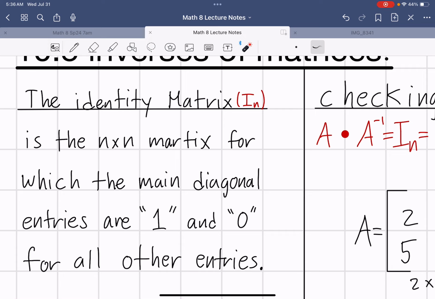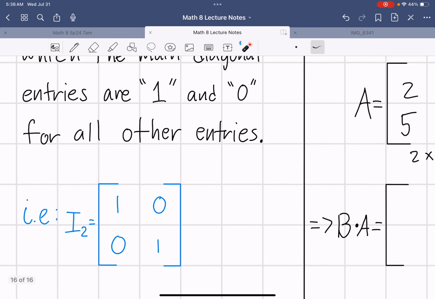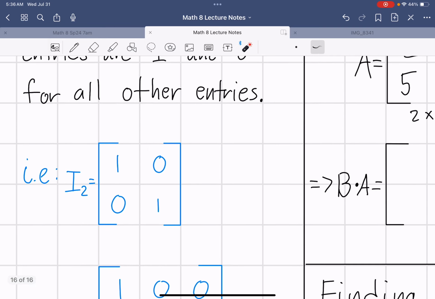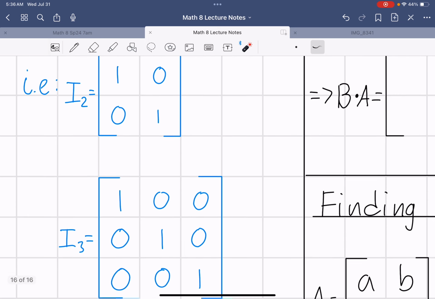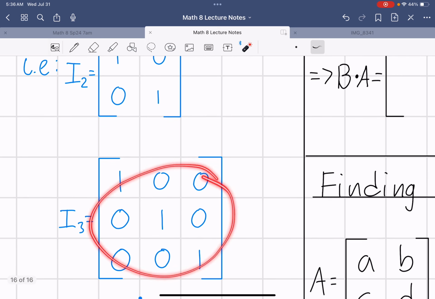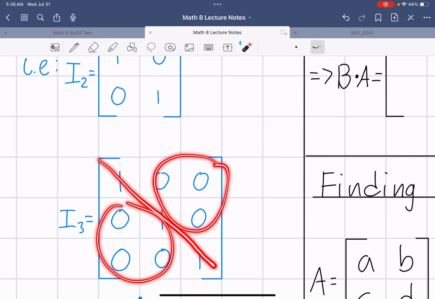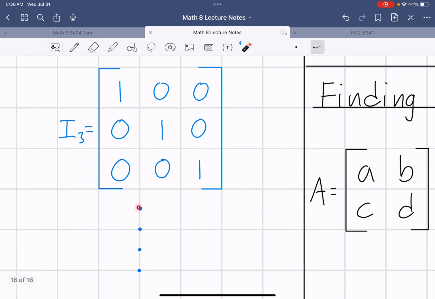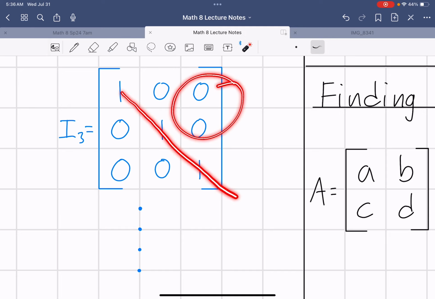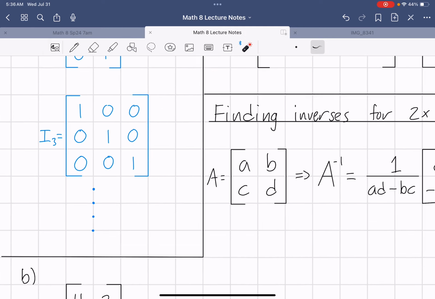Is that we're going to be left with an n by n matrix for which the main diagonal entries are 1 and 0 for all other entries. And here's a couple examples of a 2 by 2 identity matrix, a 3 by 3 identity matrix. The main diagonal is 1, all other values are 0. And obviously this will continue: if it was I sub 4, I sub 5, main diagonal is 1, zeros everywhere else.